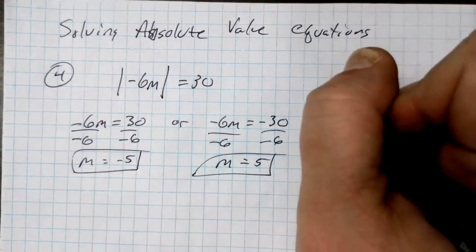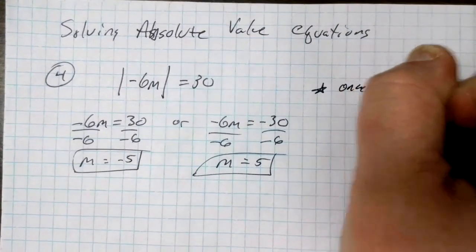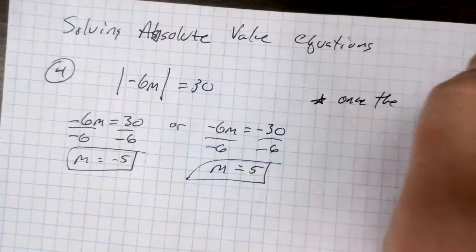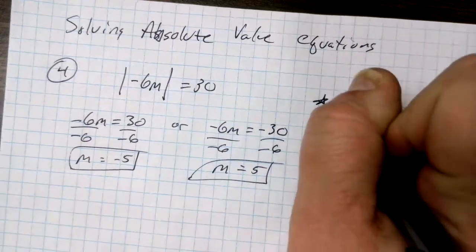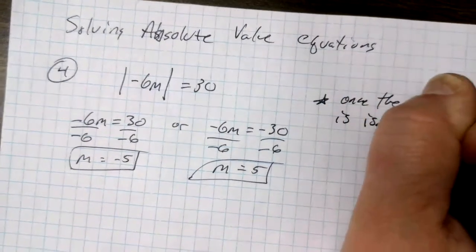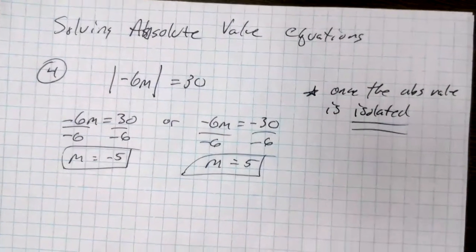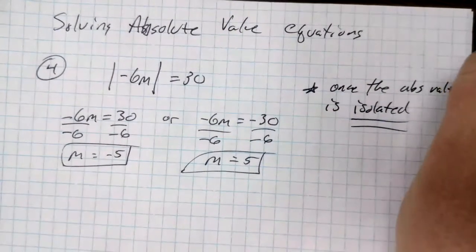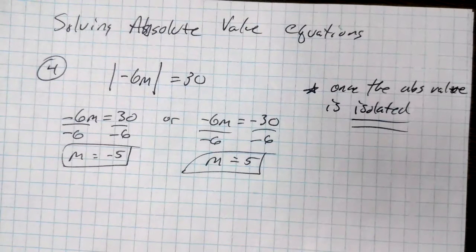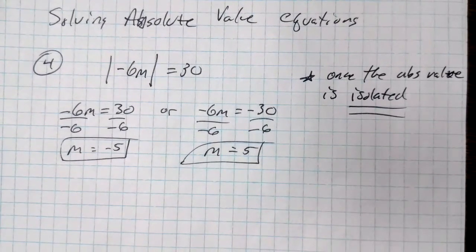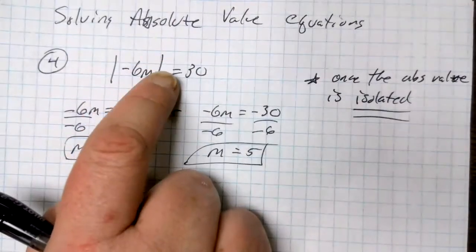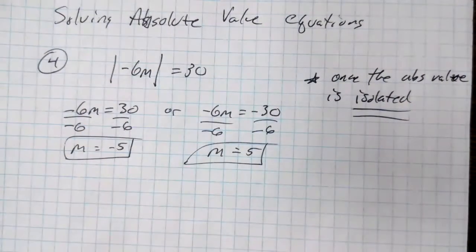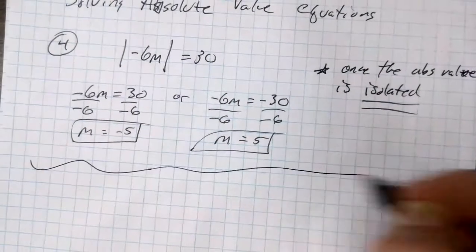Okay, now this works once the absolute value is isolated. What does it mean to be isolated? Well, like quarantine, you're isolated by yourself, right? So you cannot be by anything. In other words, there's nothing multiplying in front or adding or subtracting behind. So let's take a look at an example where an absolute value is not isolated.